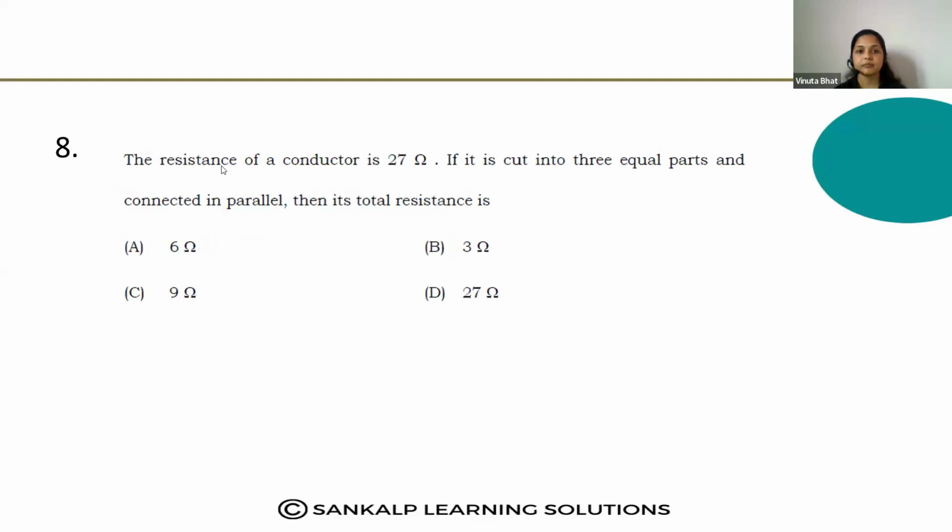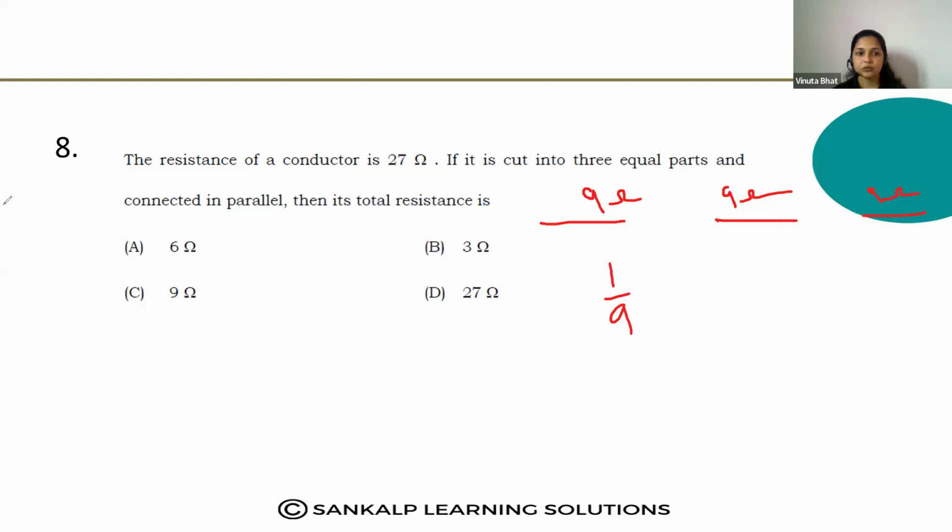Next question. The resistance of a conductor is 27 ohm. If it is cut into 3 equal parts and connected in parallel, then its total resistance is, here the total resistance of the conductor is 27 ohm. When it is divided into 3 equal parts, and they are connected in parallel, each is having the 9 ohm resistance.